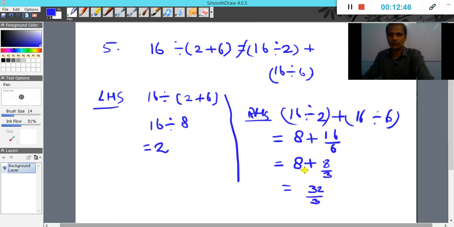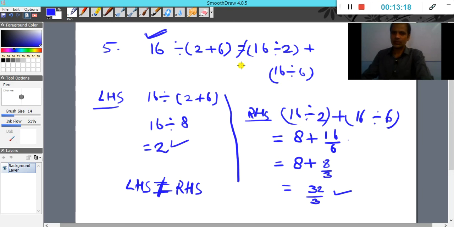So we have simplified RHS. 16 upon 6 divided by 2 is 8 upon 3, it is 24 plus 8. Okay, it is 32. You can see that LHS is not equal to RHS. Okay students, both sides are not equal. तो LHS की वैल्यू 2 है और RHS में 32 upon 3 है. Both are not equal. Hence we can say that the statement which we have written is true. So division को हम addition पर distribute नहीं कर सकते. We have to prove this thing. Okay, note it down.